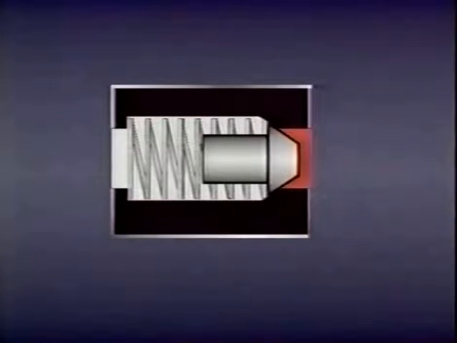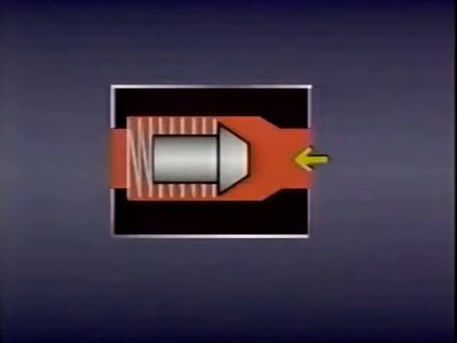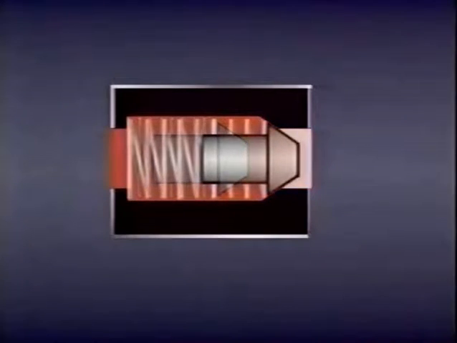When fluid pressure at the inlet port is high enough to overcome the tension of the spring, the poppet or ball is forced off its seat and fluid is allowed to flow freely in one direction. However, if the flow is reversed, the poppet or ball is forced back into its seat and prevents fluid from passing.